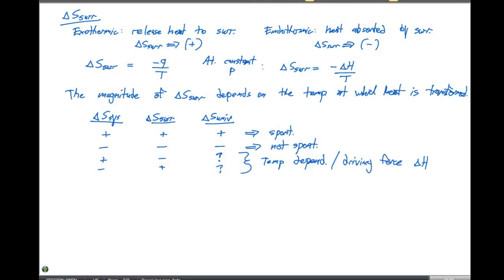So this is where the third law of thermodynamics comes into play. The third law of thermodynamics allows us to come up with all the other values in our particular table. And the third law states that the entropy of a pure crystal at 0 Kelvin is 0.